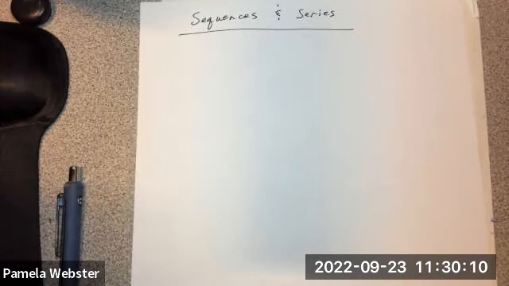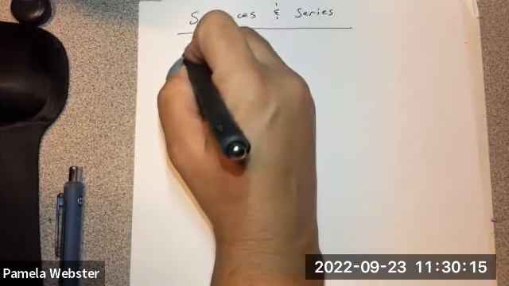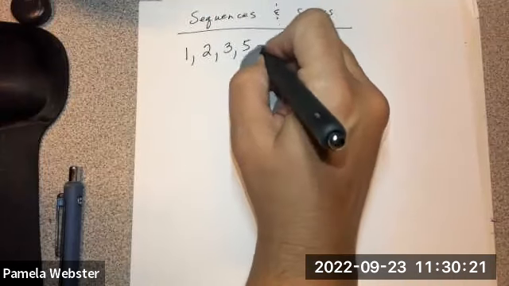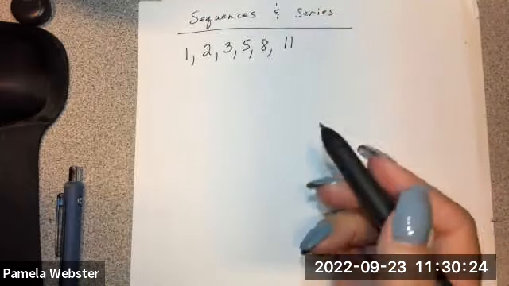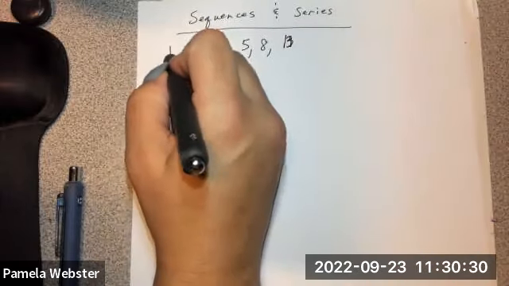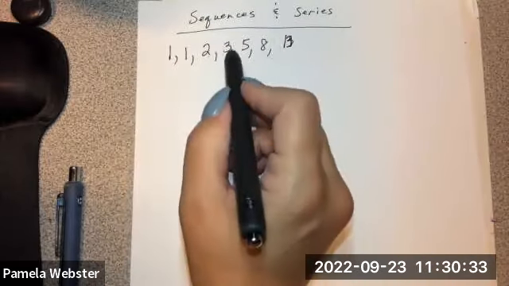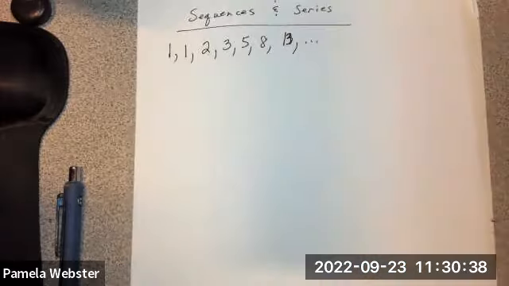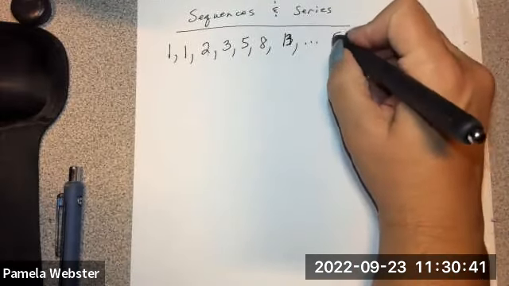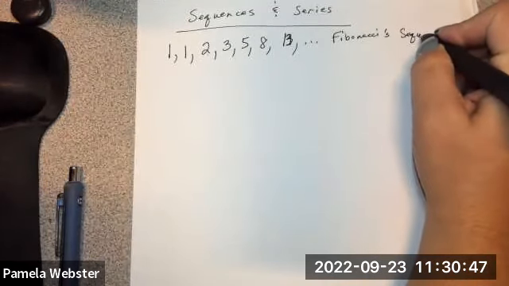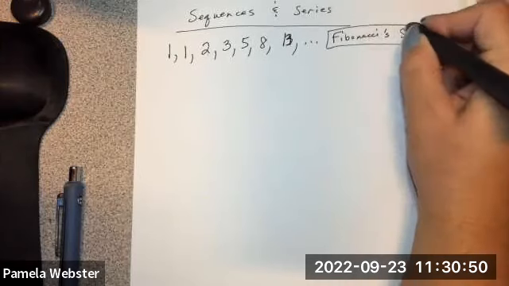So what's a sequence? A sequence is just whenever we list numbers. Okay. So, I've got the sequence 1, 1, 2, 3, 5, 8, 13. And this is a special sequence, called the Fibonacci sequence. If you haven't seen it before, it's a special kind of sequence. It does have a lovely pattern to it.